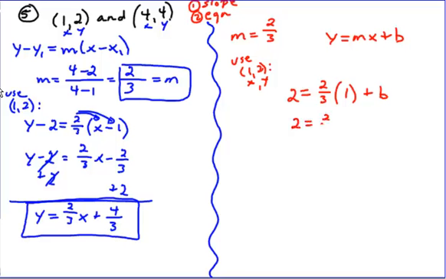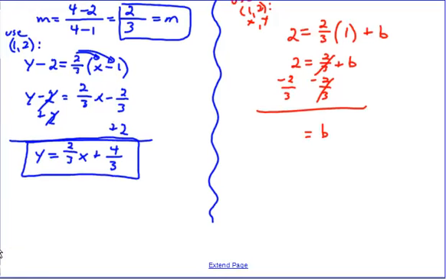2 equals 2/3 plus B. To get B alone, what do I do? Minus 2/3 to solve for B, right? Okay. And B is equal to what? Okay. You have that, so you have solved for your B.